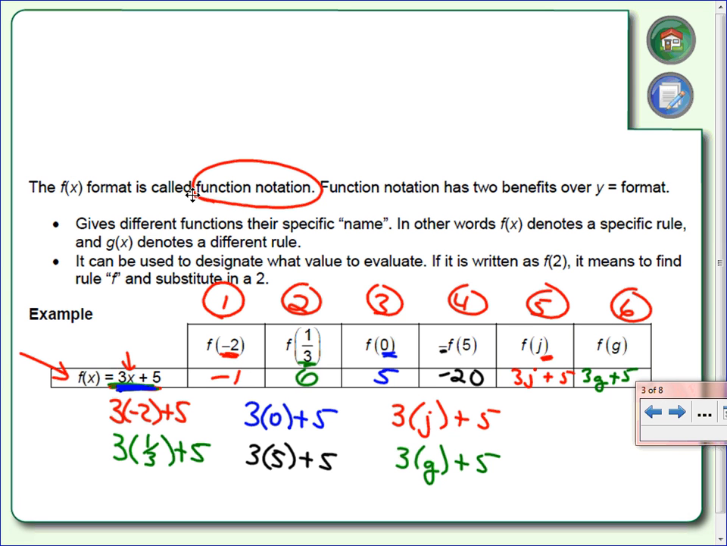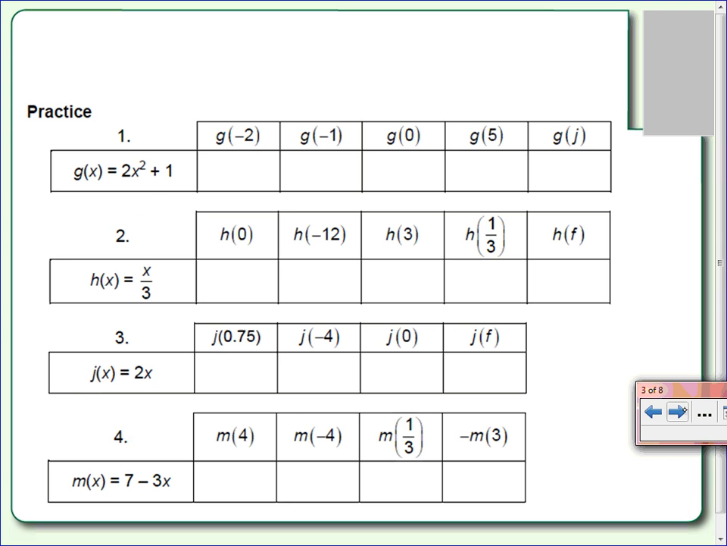So again, let me break down what we've done here. All we did was take out the x and replace it with the number they gave us. -2, then we put in a 1/3, then a 0, then a 5, then a j, and then a g. So whatever's in parentheses, that's what you're plugging in for x. It doesn't matter what it is, that's what you need to plug in for x.